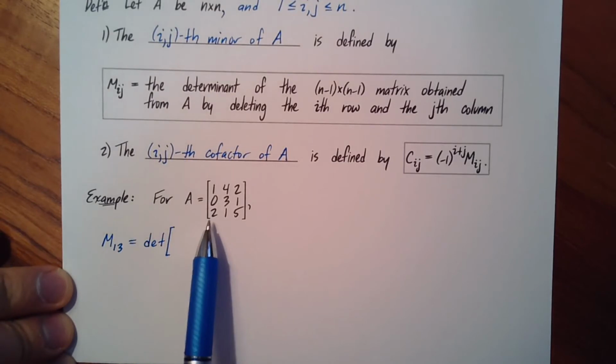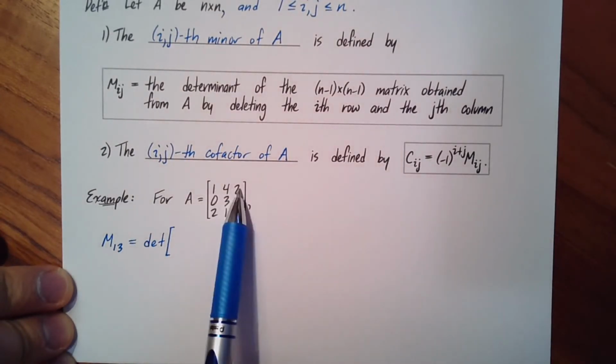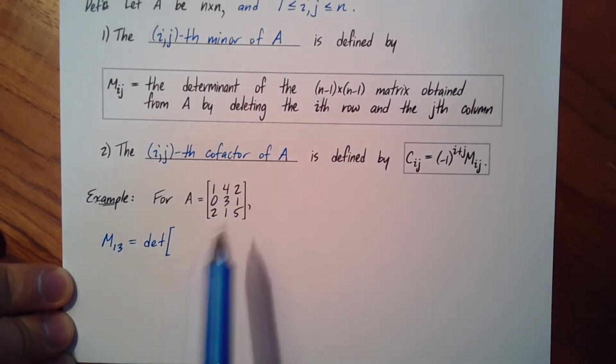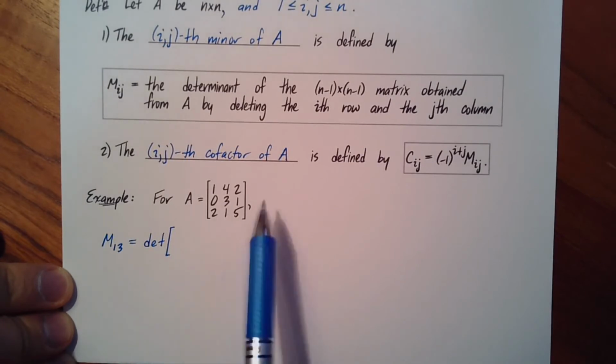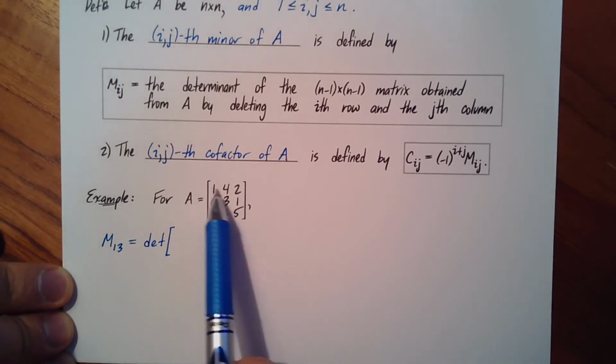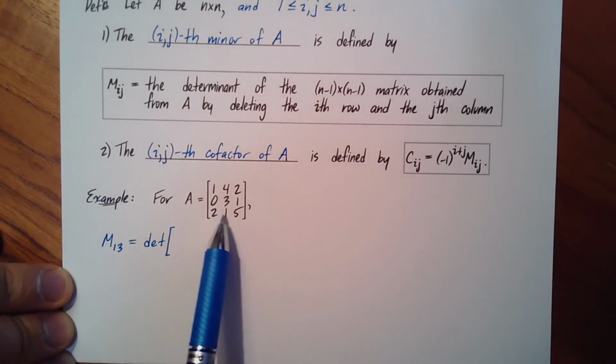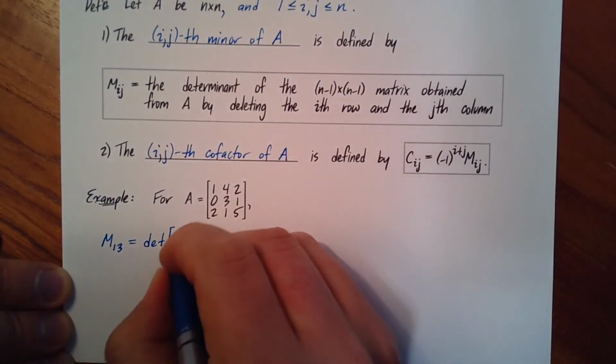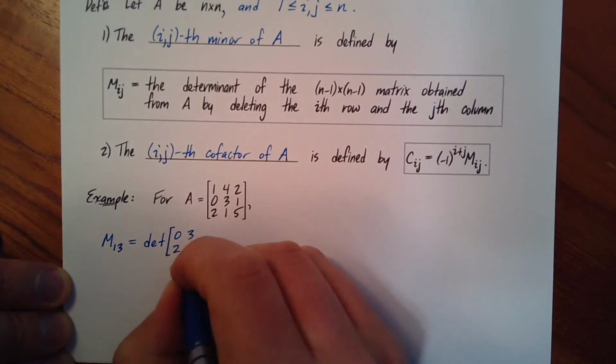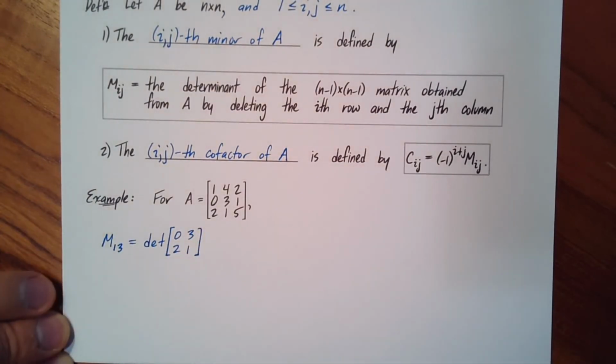So what would happen if I delete the first row of A, the 1, 4, 2? That's the first row at the top, right? And the third column is the 2, 1, 5. So if I delete the first row and the third column, I'd be left with just the 0, 3, and 2, and the 1. So 0, 3, 2, and the 1, and that's what I get, right?